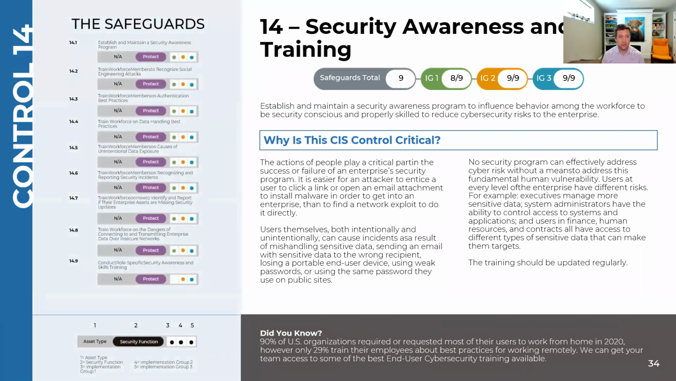So quite a few items fall in implementation group 1. And for anybody on the call who has had to fill out a cyber insurance application, you'll notice that your insurer is going to start asking for many of these types of trainings and protections. So the first one, establishing and maintaining a security awareness program.